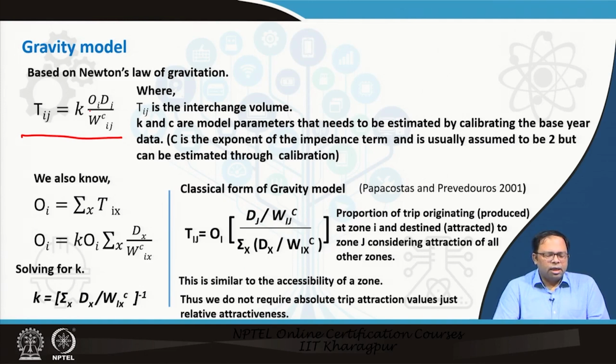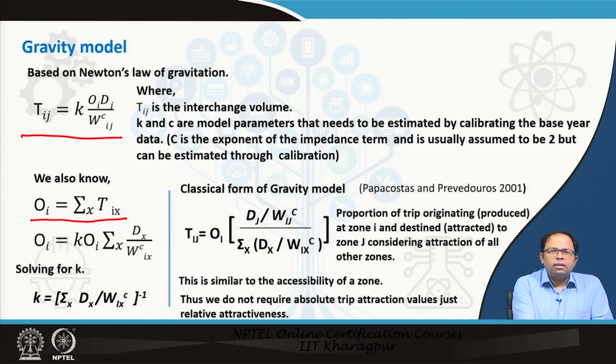This is one form of impedance we have already seen during the accessibility lectures. We also know that Oi is equal to the summation of Tix, where x is all the other destination zones, that means all trips originating from i and ending at all other zones. We have seen that. Now, if I replace this Tix using this formula, then we get this particular form. Here Oi cancels on both sides, and we can also determine the value of k, which is equal to 1 divided by this particular part. That is what is being shown here.